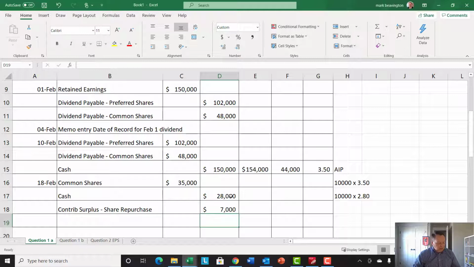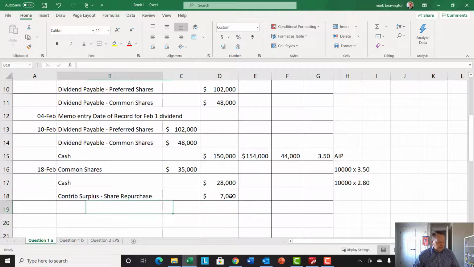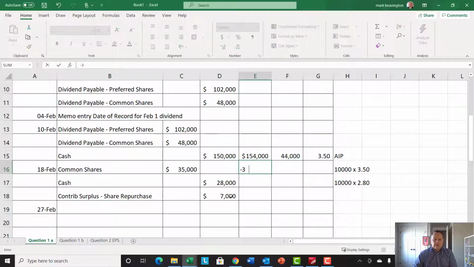Good. Then the next one we've got here is February the 27th, and that's declaring the stock dividend. Oh, and here we better catch this. We just took out 35,000 and 10,000 shares. So we're down here now. The number of shares we have left is 34,000.